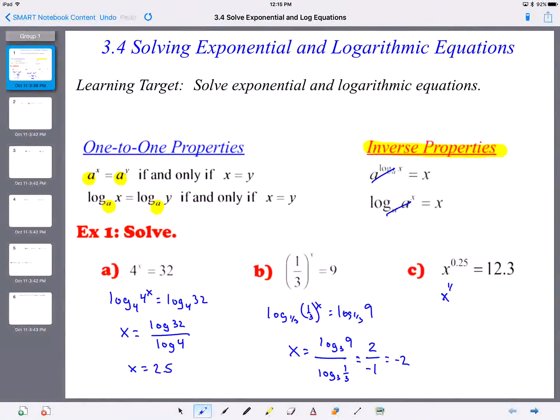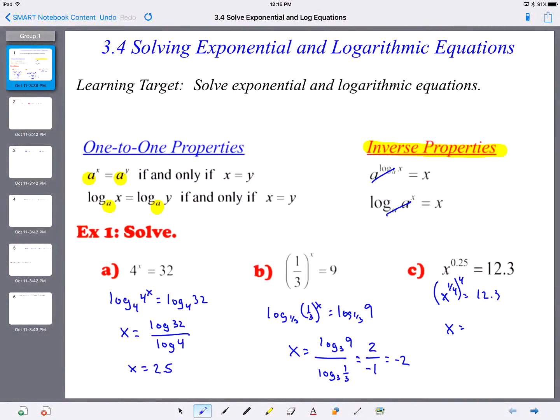This is x to the 0.25, which is 1/4. And if we have x raised to the 1/4, that's saying that that is the 4th root of x. Well, how do you undo the 4th root of x? You raise it to the 4th power. The same thing happens even when you have a rational exponent. If it's x to the 1/4, if you just raise that to the 4th power, 1/4 times 4 is 1.